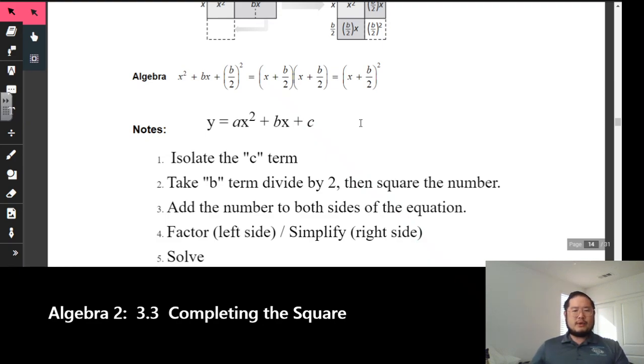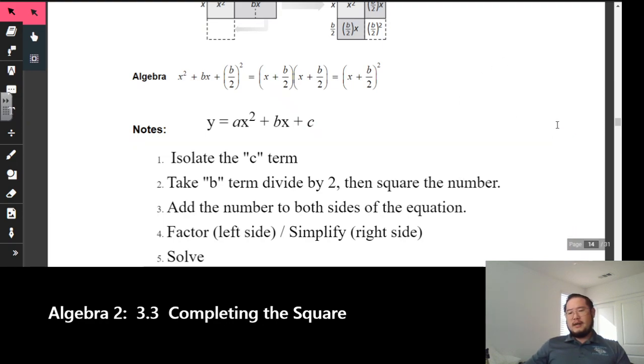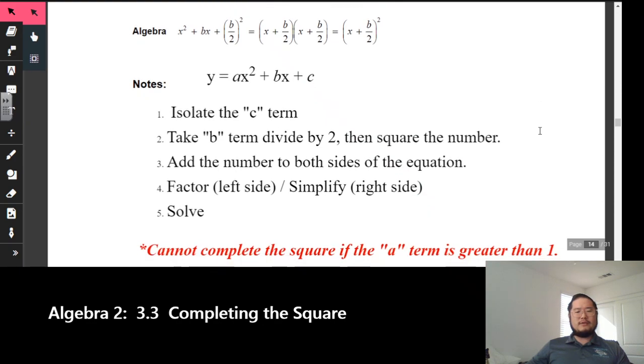And then we're going to take the b term, divide it by 2, and then square. We'll add that number to both sides of the equation in step 3. Usually when we set it up, I want to have it set up where on the left-hand side of my equal sign, we're going to factor. On the right-hand side of the equal sign is where we're going to simplify. And then finally, we go through the steps of solving the problem out.